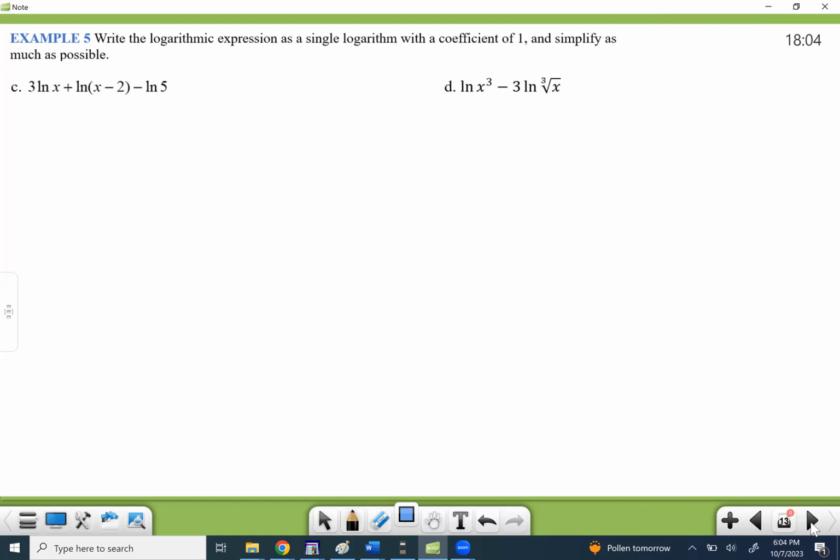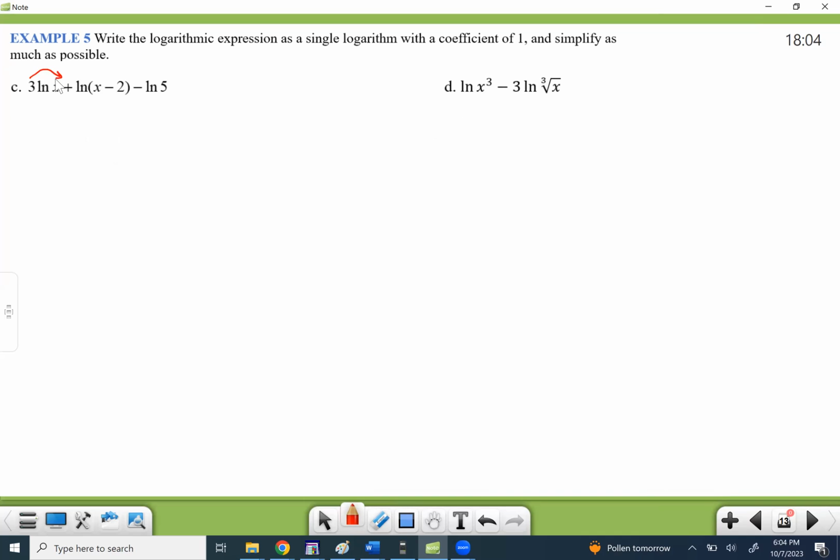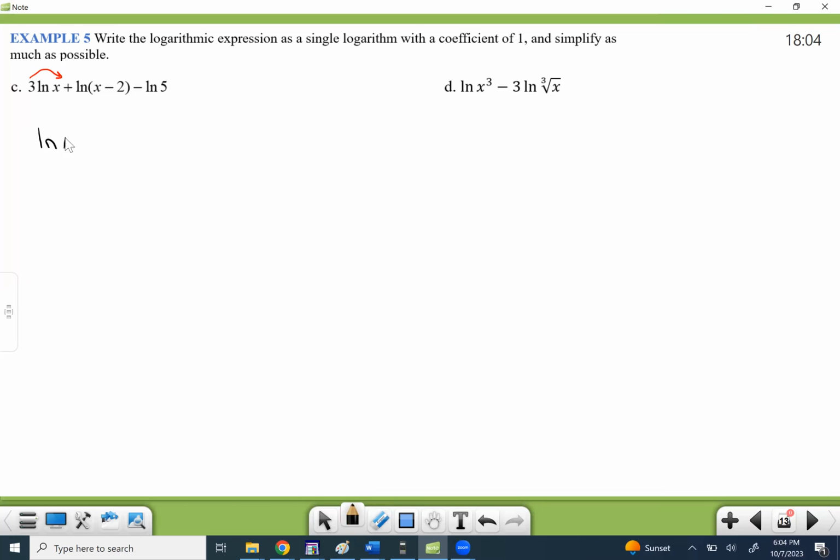All right, example 5. All right, so we're going to go ahead and take the numbers out front and make them exponents. So this is going to be natural log of x to the 3rd. All right, so we know that anything that has a plus that's positive in the front, like these two, is going to go in the numerator. And anything that has a minus in front of it will go in the denominator. So the final answer should be this.